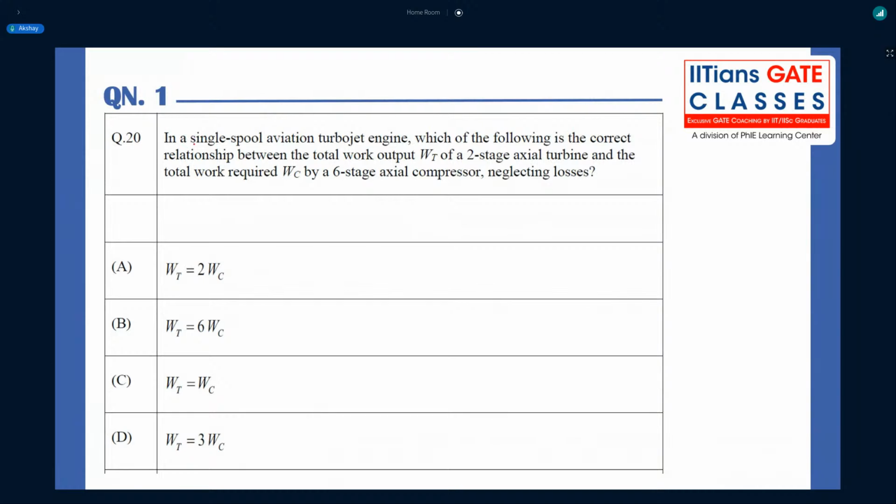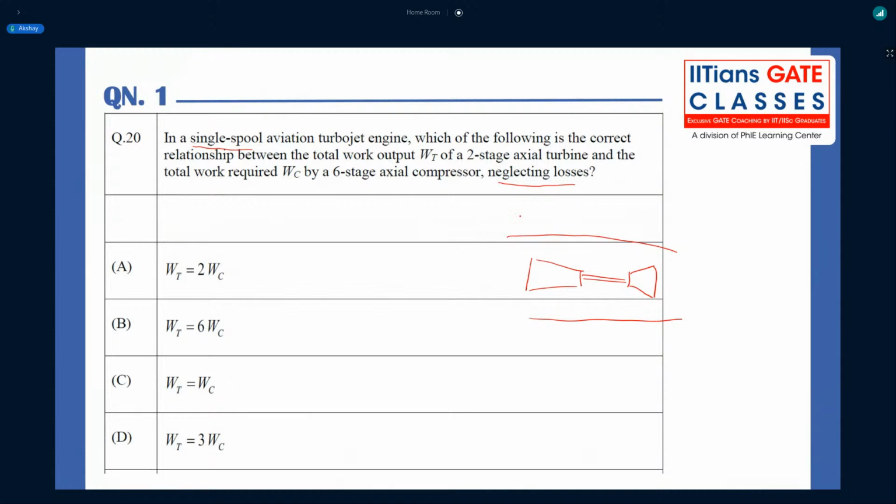they have mentioned it's a single spool. Then they have also mentioned we can neglect the losses. That means there is no mechanical transmission efficiency involved in between. So all we have to do is say I have a turbojet engine, I have a compressor which is connected to a turbine which is driving the compressor, right?